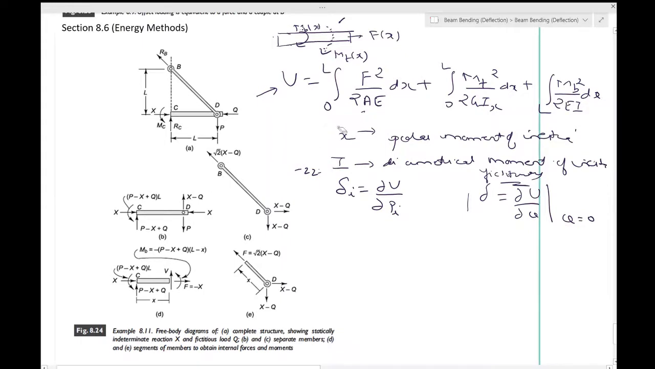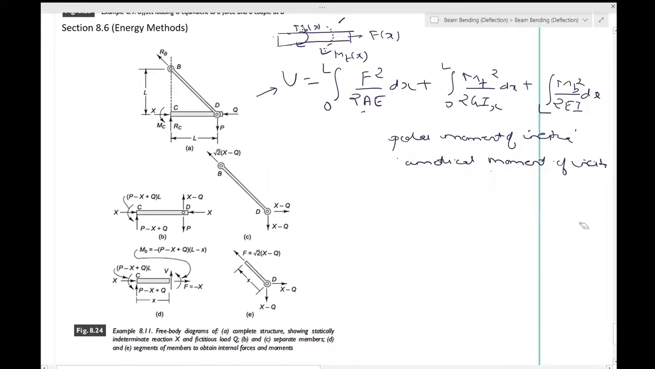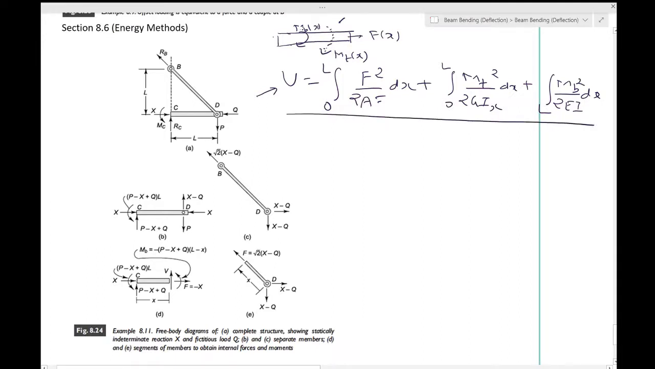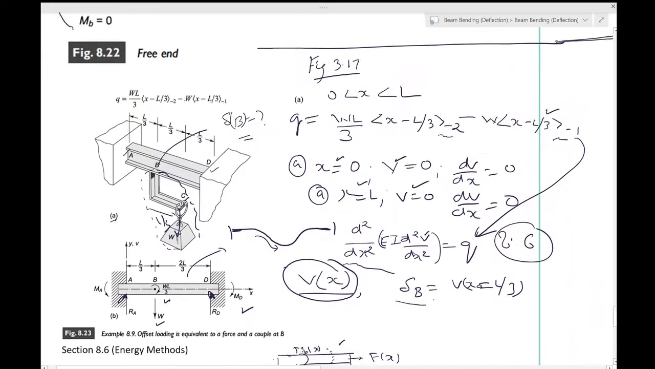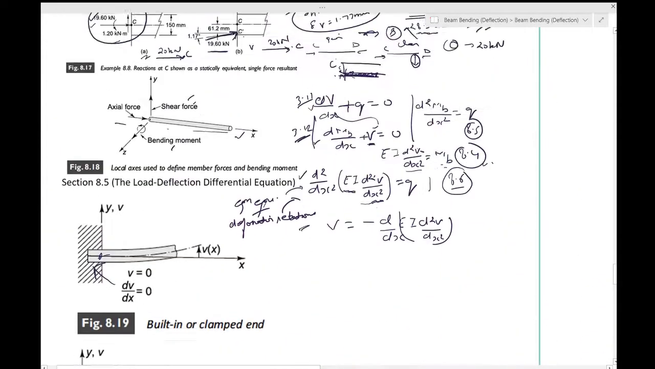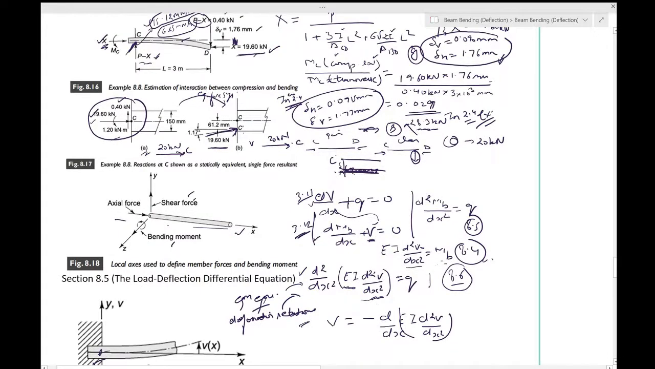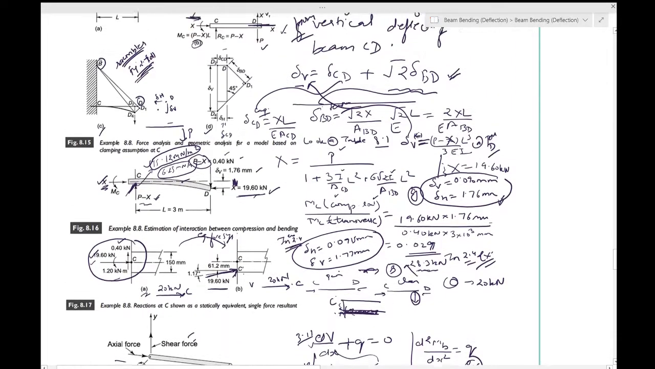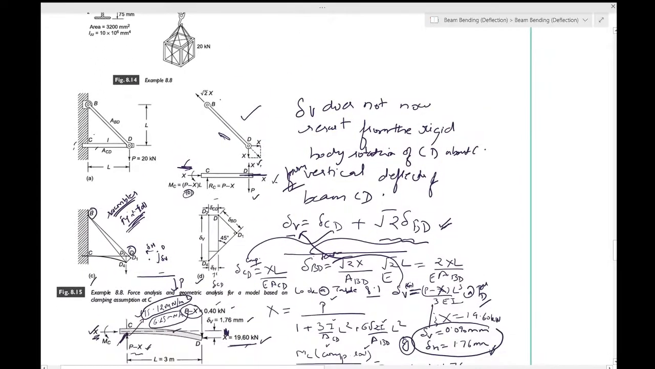Let me rub out these parts. To illustrate the application of energy methods to statically indeterminate systems in which slender members carry both longitudinal and bending loads, we reconsider example 8.8. Did we do example 8.8? Yes, we have done it, and 8.8 was our classic old problem. This one.